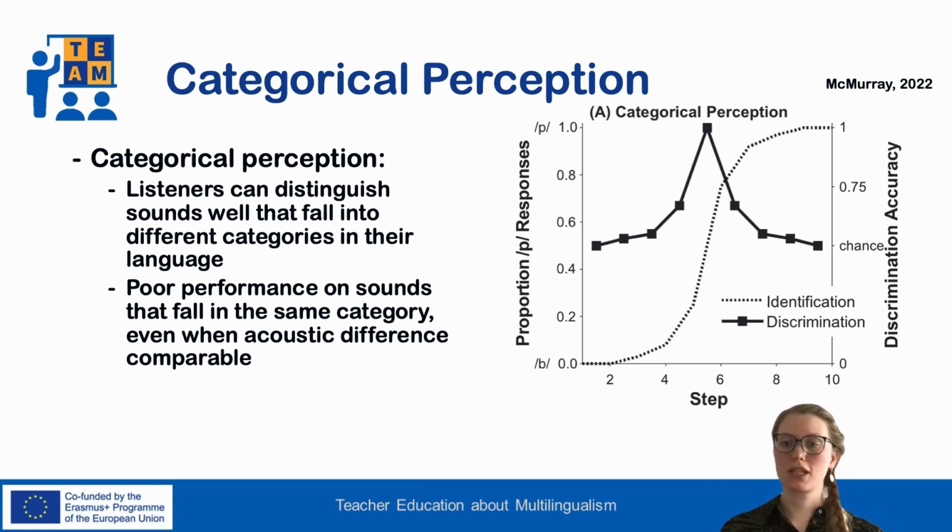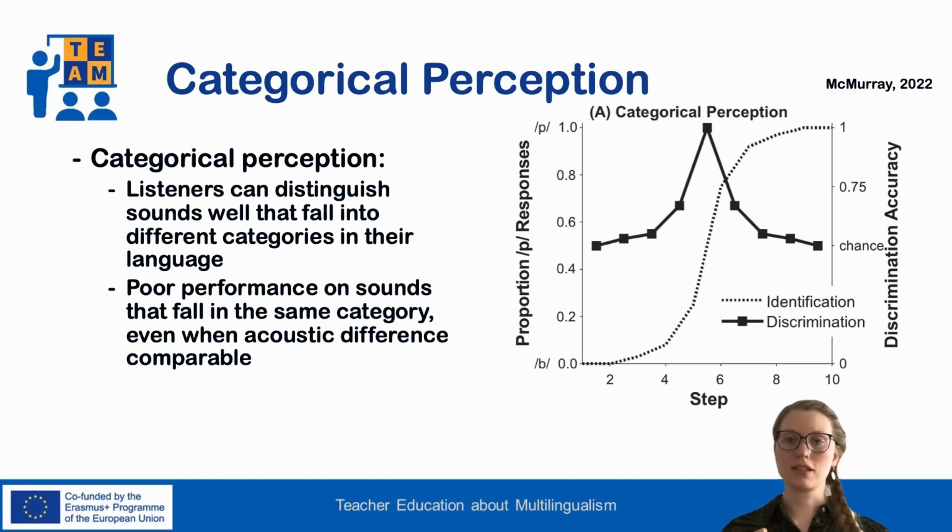We know that speech perception is categorical, and that means that listeners can distinguish sounds well that fall into different categories in their language. So if there are two different sounds, one is something like a p sound and one like a b sound, and if in the L1 of a particular speaker, these are two different categories, then the person will be good at distinguishing them. But if we have two sounds that are within the p category, but have the same acoustic difference as the p-b contrast, then this is very difficult for the listener.